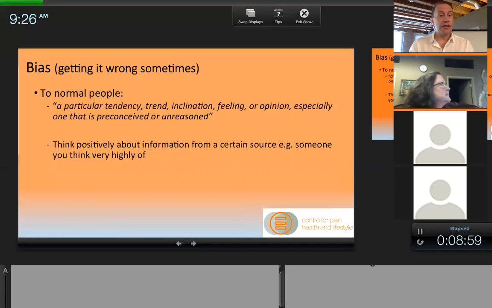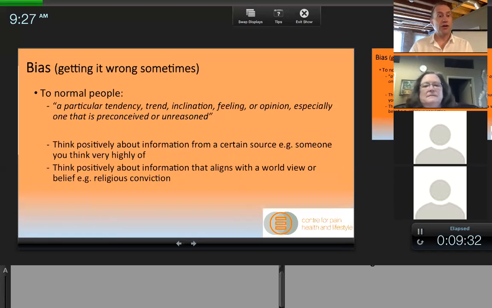And so what it might be is, for example, a particular type of bias is we might think positively about information from a certain source. So if someone who we think very highly of says something, we're much more likely to believe that. Okay, and this is independent of whether it's wrong or right. Conversely, if it's someone we don't like, we might not believe it. Similarly, if we have some information which aligns with a certain set of beliefs we have, and religious conviction is one set of beliefs, again, regardless of whether the information is right or wrong, we're more likely to think it's right if it aligns with what we already believe.